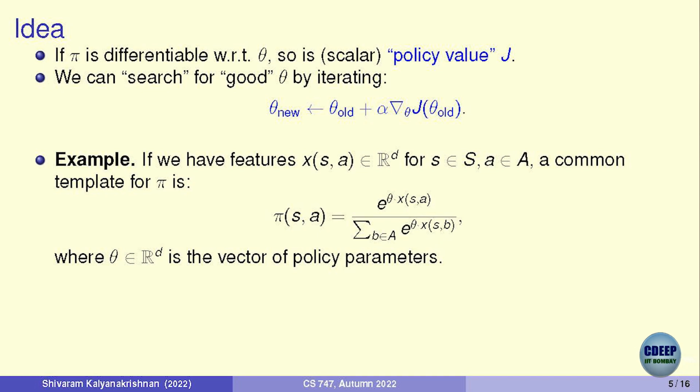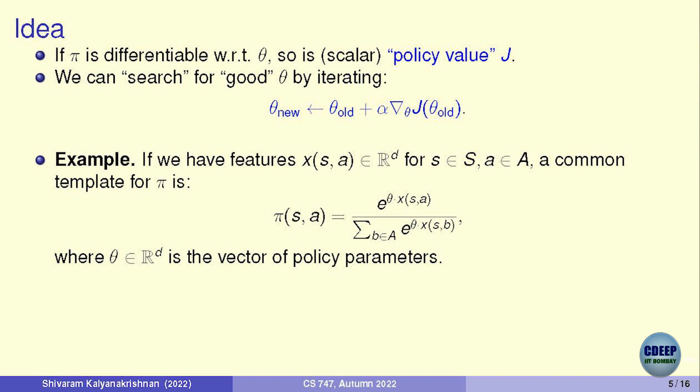This is just an example. There are multiple ways in which you can set up your policy, but one very common one is a softmax policy with a linear combination of features. So what's going on here? For every state action pair, let's say that we have a feature vector x. It's exactly like we did when we did function approximation. So x is, let's say, a d-dimensional feature vector. Then we can dot product x with theta. Theta is also a d-dimensional vector. That's our parameter vector for this policy.